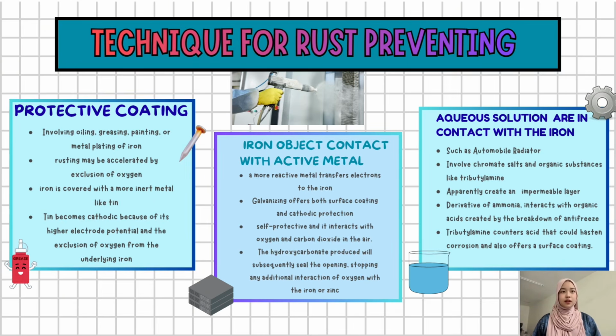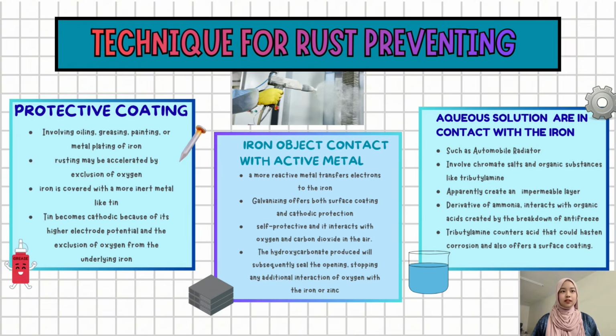oxygen exposure. Another method is by allowing iron to be in contact with a more reactive metal. This active metal donates electrons to the iron. Galvanizing provides both a protective surface layer and cathodic protection. It is self-protecting because it reacts with oxygen and carbon dioxide in the air. The hydroxycarbonate that forms seals any openings and prevents further contact with oxygen and the iron or zinc.